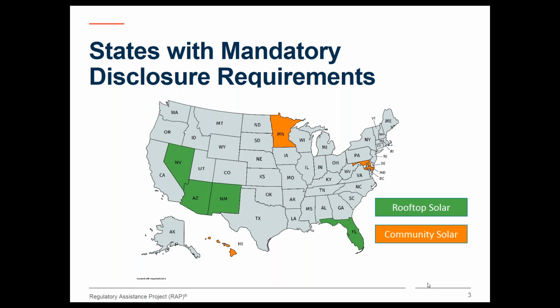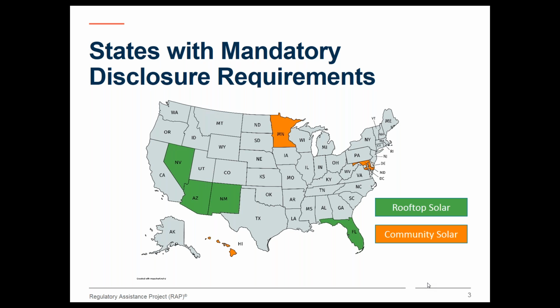And what you can see here is that a number of states have decided that part of the answer to that challenge is to make sure that consumers get standardized information. So they've created mandatory disclosure requirements for vendors who are offering rooftop solar to customers or offering community solar programs. And I'm aware of 4 states that have now adopted mandatory disclosure requirements for all rooftop solar transactions. Those are the ones in green.